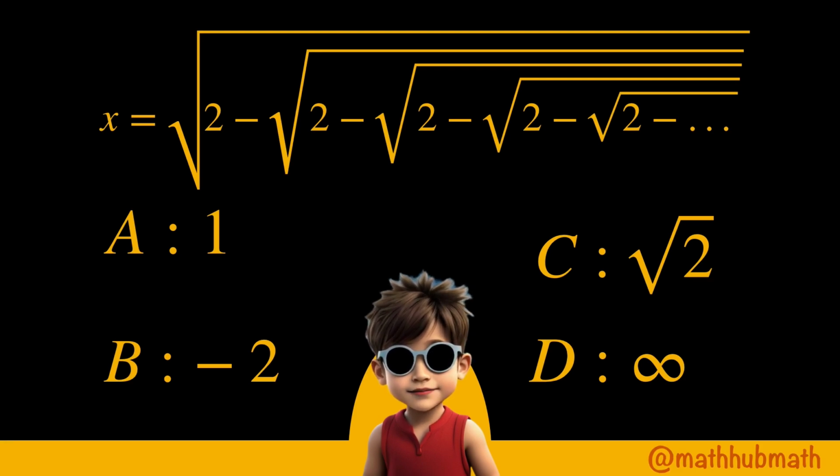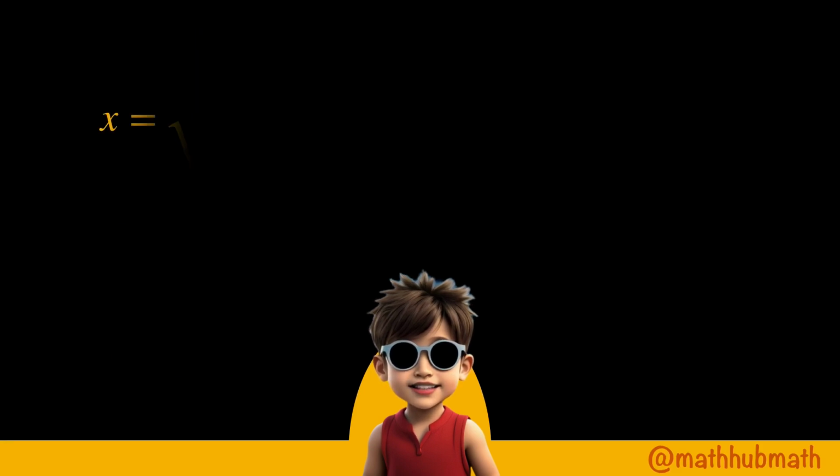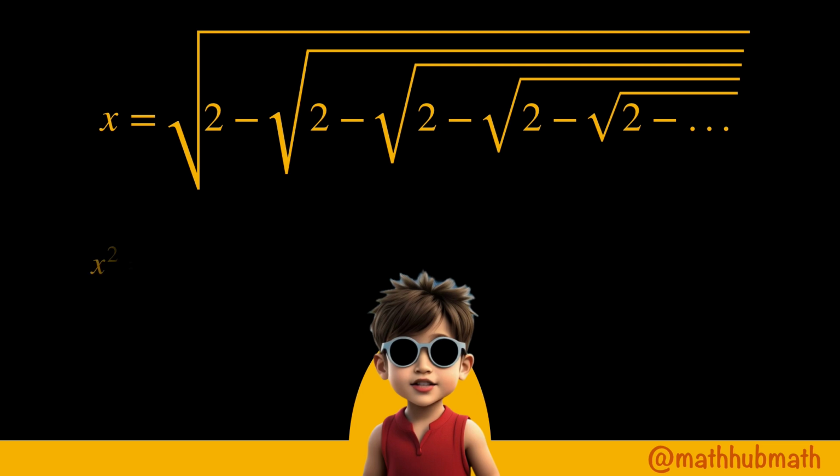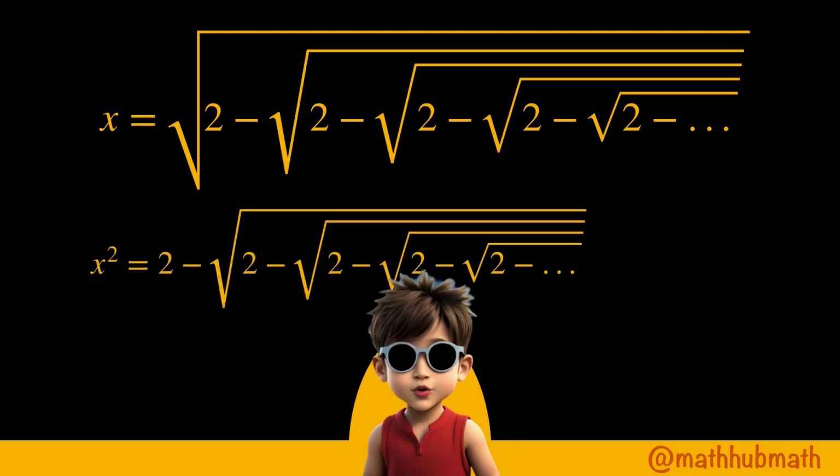Well, while there might be many ways, taking the benefit of limit theorem and other mathematical methods to solve this problem, we want to use a simple and straightforward method. Look at the problem. What happens if we raise both sides of the equation to the power of 2? We will have x to the power of 2 equals 2 minus square root of 2 minus square root of 2 minus square root of 2, repeating forever.